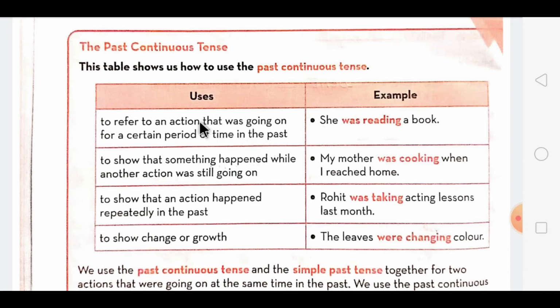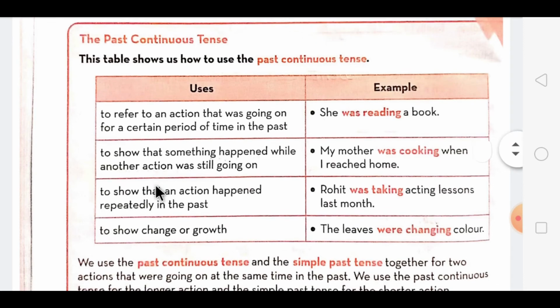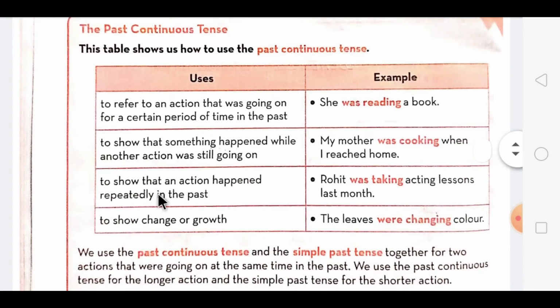Means when the past time was there, भूतकाल में ये action चल रहा था. Then the second one is to show that something happened while another action was still going on. और ये बताने के लिए कि कुछ हो रहा था जब कुछ दूसरा एक्शन भी चल रहा था. Then to show that an action happened repeatedly in the past, means the action which is happening repeatedly, बार बार वो एक्शन हो रहा है. जैसे रोहित was taking acting lessons last month, वो continuously ले रहा था last month means भूतकाल में वो एक्शन चल रहा था बार बार.